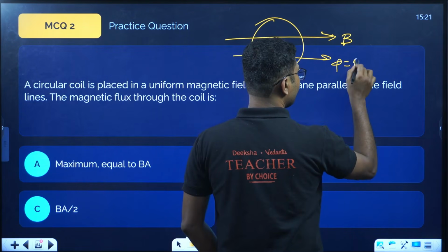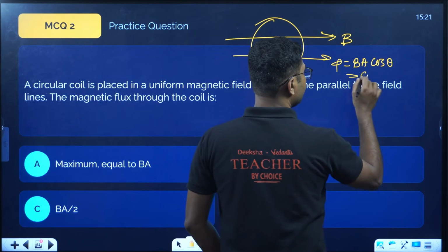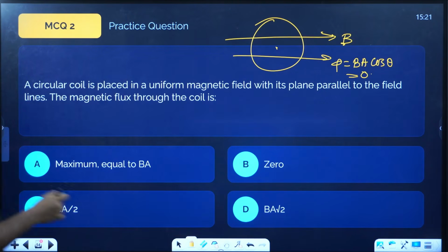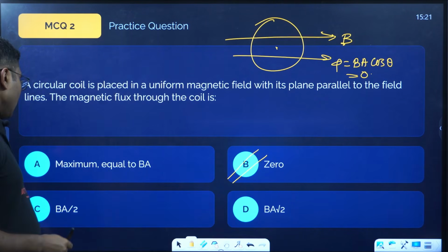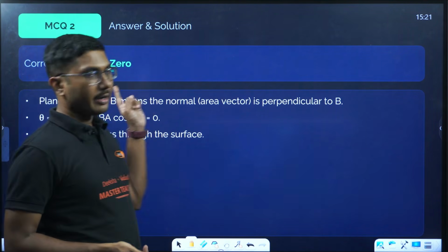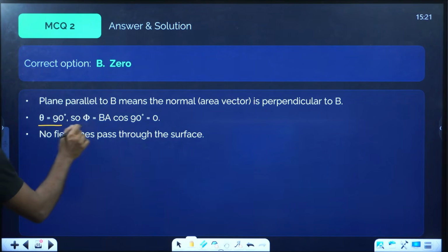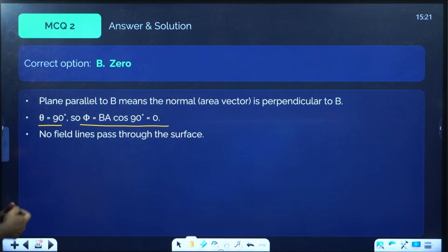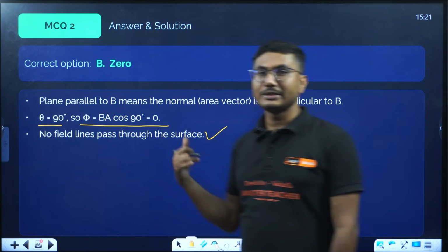So phi equals BA cos theta. Theta is 90 degrees, so this must be 0. So the flux linked with the coil is 0 over here. Don't need to think too much about it. It will be either maximum or minimum, and it will be 0. Plane parallel to B means the normal or area vector is perpendicular to B. So theta equals 90 degrees, so phi is equal to BA cos 90 degrees. No field lines pass through the surface. This is the actual meaning of this question. No field lines passing through the surface.